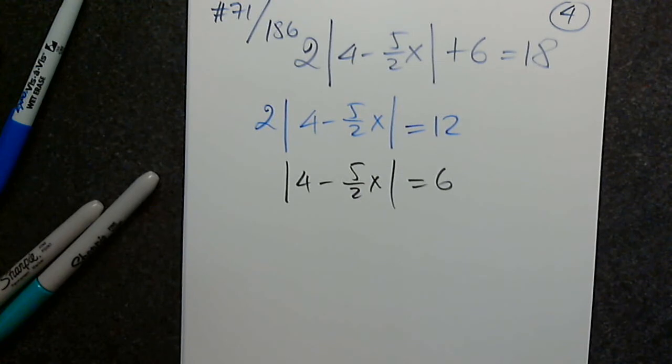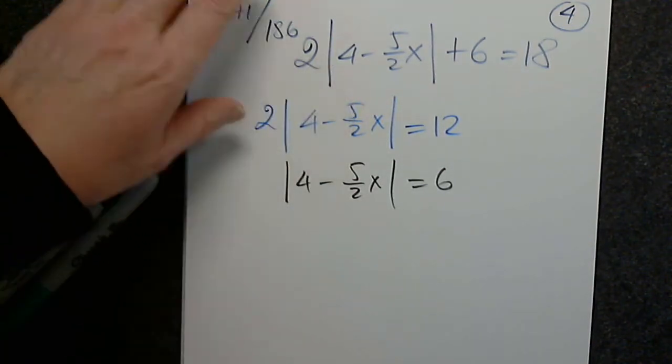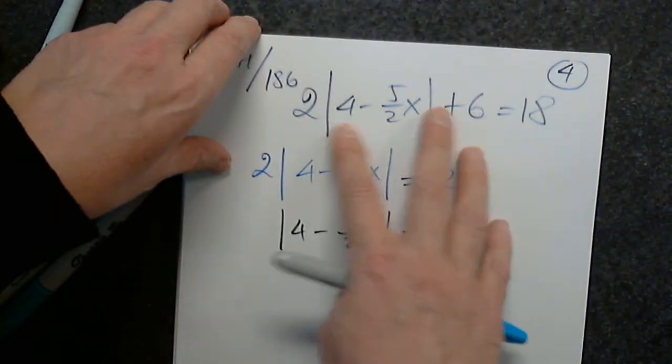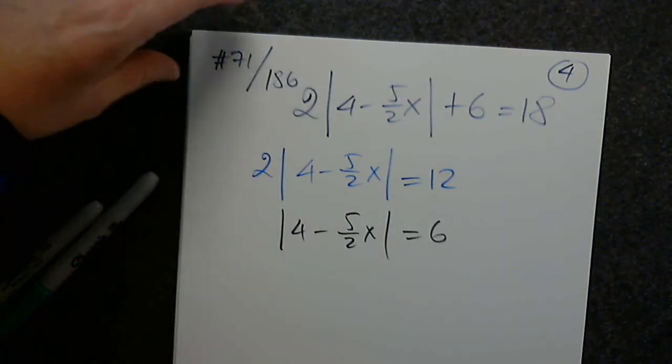Now I'm back to the first situation, the simplest type of absolute value equation. It's all cleaned up. There's nothing I can do. Notice we did not distribute. Notice we did not add 4 to 6. Do not try anything. It's not going to work.